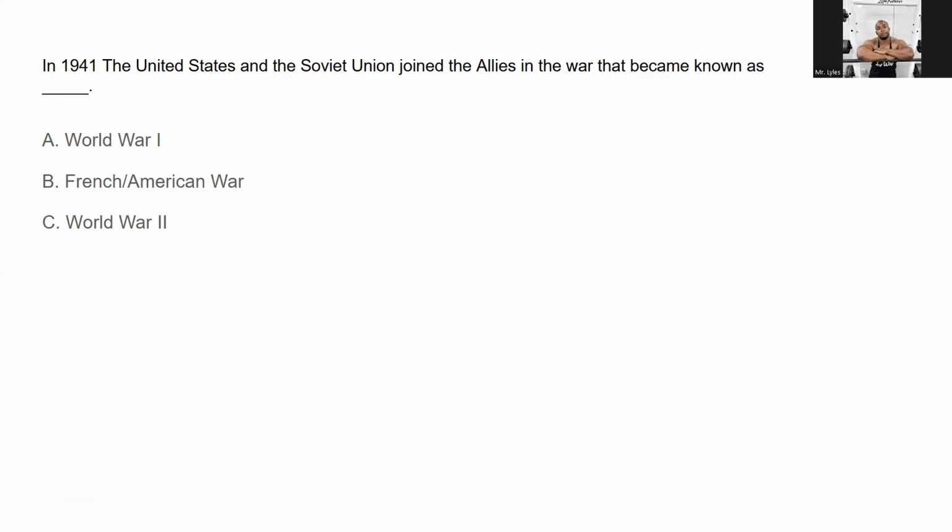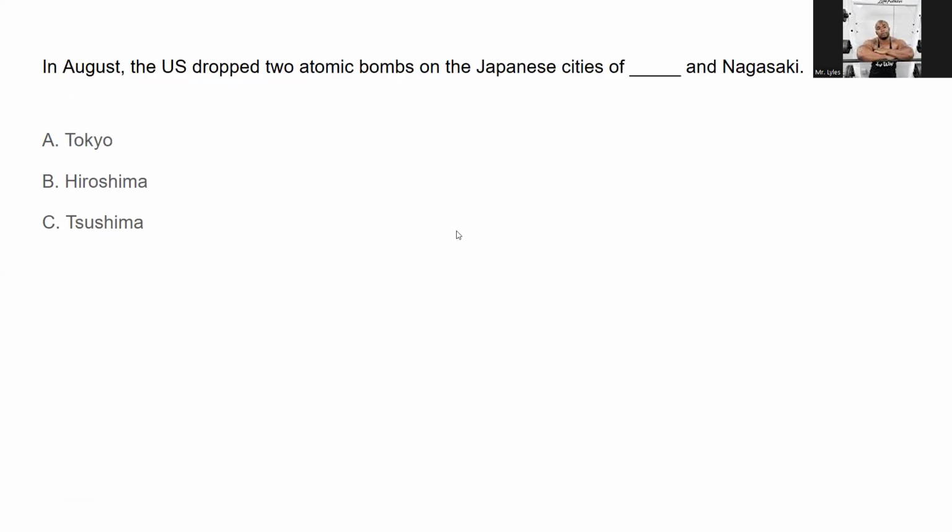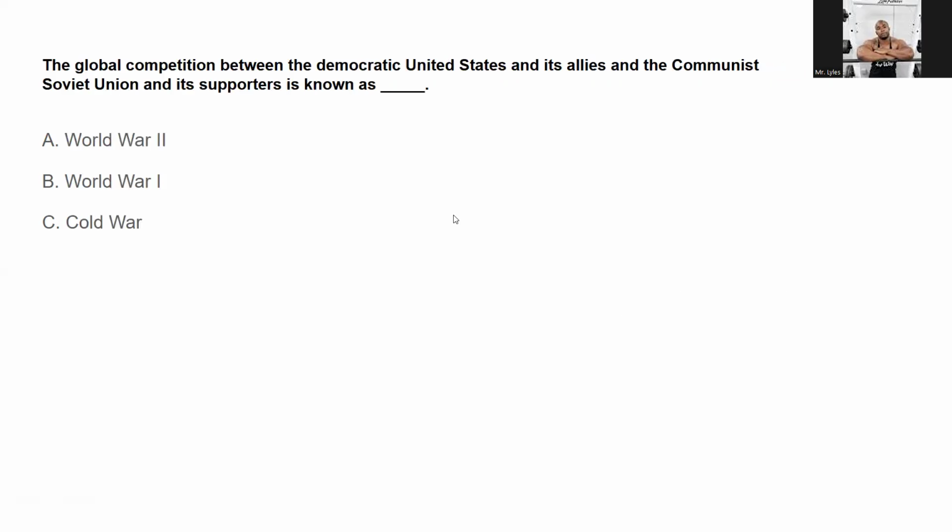The United States and Soviet Union joined the Allies in the war to begin what became World War II. During the war, Hitler and the Nazis carried out the Holocaust, in which over 12 million people were killed. This gruesome event was called the Holocaust. In August, the U.S. dropped two atomic bombs on the Japanese cities of Hiroshima and Nagasaki. Hiroshima. The global competition between the Democratic United States and its allies and the Communist Soviet Union and its supporters is known as what? This is called a Cold War.